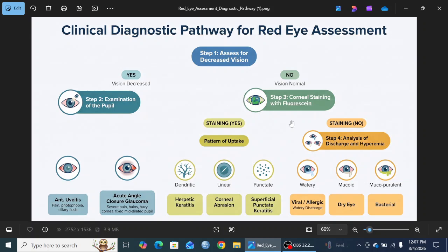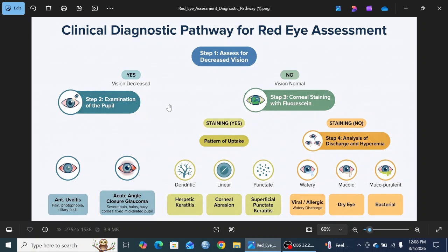And if a patient presents with red eye, there is no decreased vision, but when you stain the cornea with fluorescein, then always examine the pattern of uptake. If there is a dendritic pattern, then always think about herpetic keratitis. If there is a linear pattern, then you can think about corneal abrasion. And if there are punctate epithelial erosions, then you can think about superficial punctate keratitis.